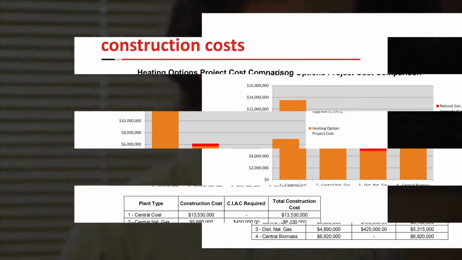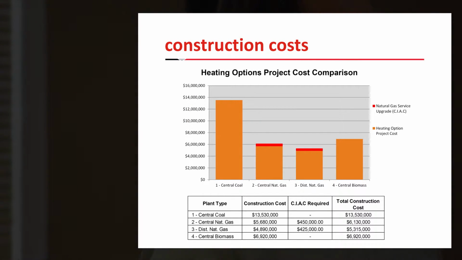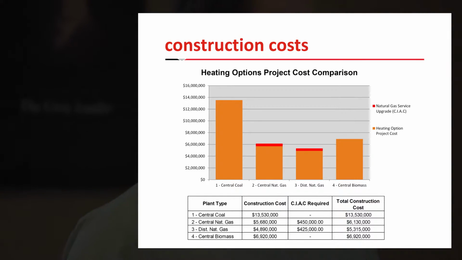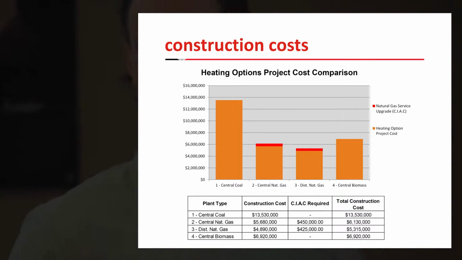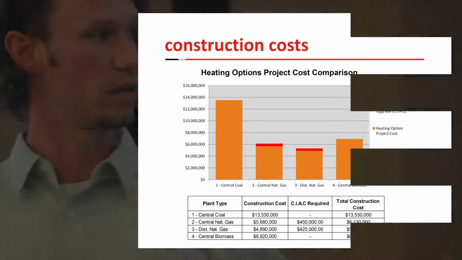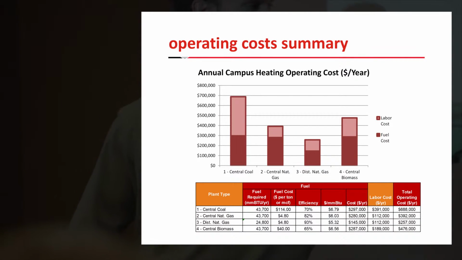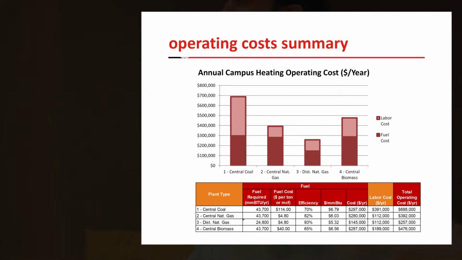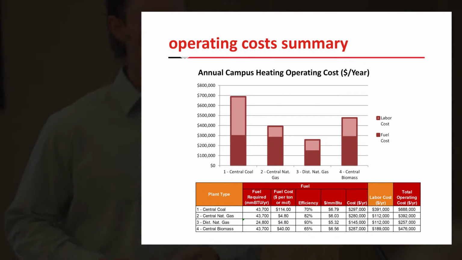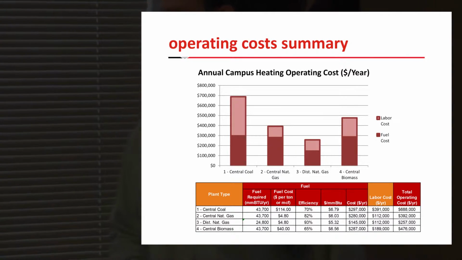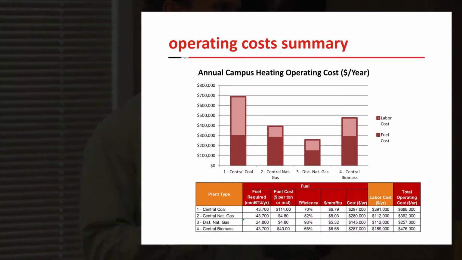We have the construction costs for each one of the options. Of course, the coal at $13.5 million was the most expensive, and distributed natural gas was the least expensive at $4.8 million when looking at the construction cost. Option number 3, you'll see, has significantly less MMBTUs produced. The number there, the 25,000 MMBTU per year for the distributed system, takes into account that we're eliminating the distribution losses. So now you have less fuel required to maintain your buildings throughout the heating season.